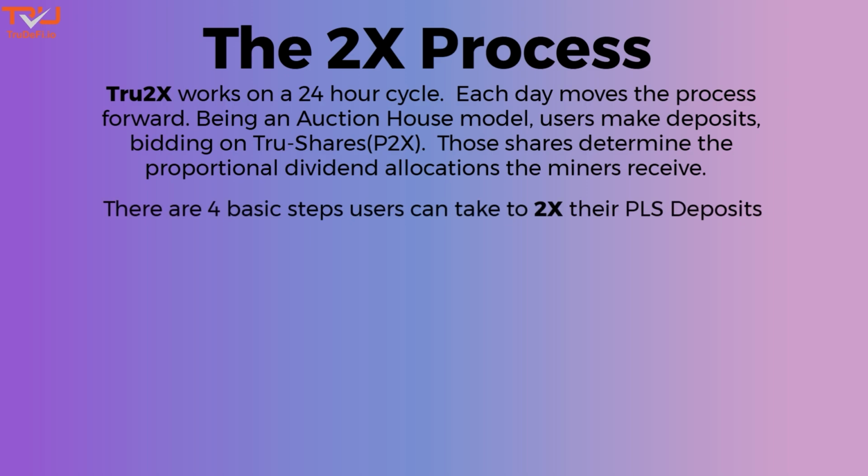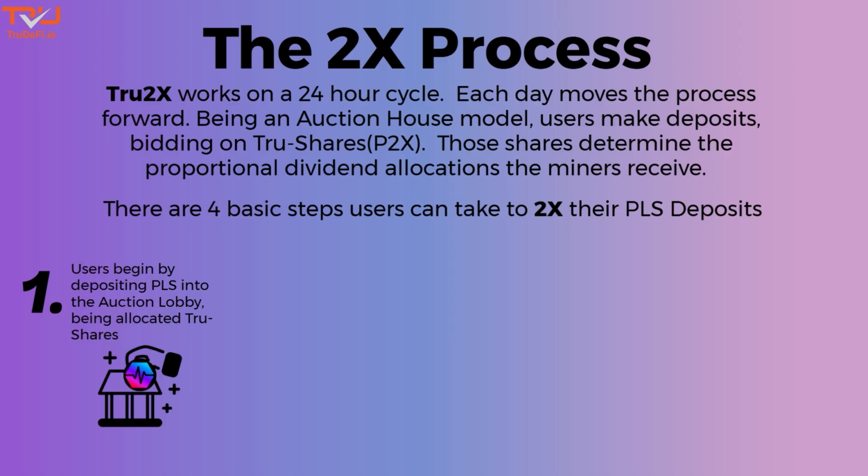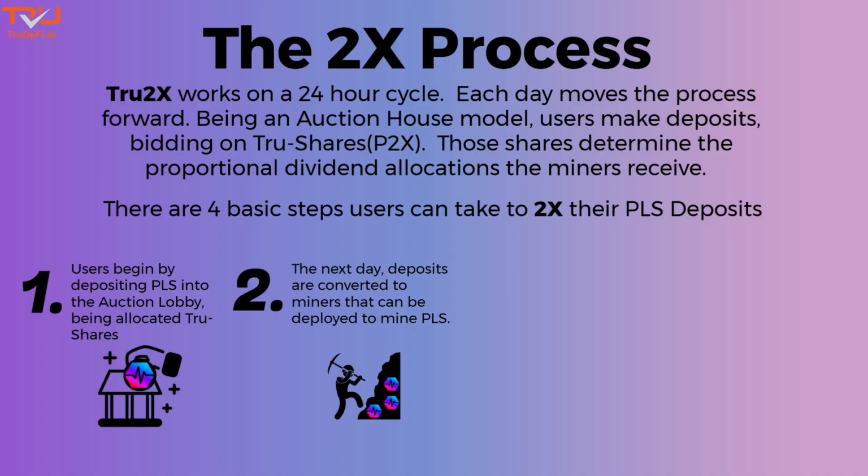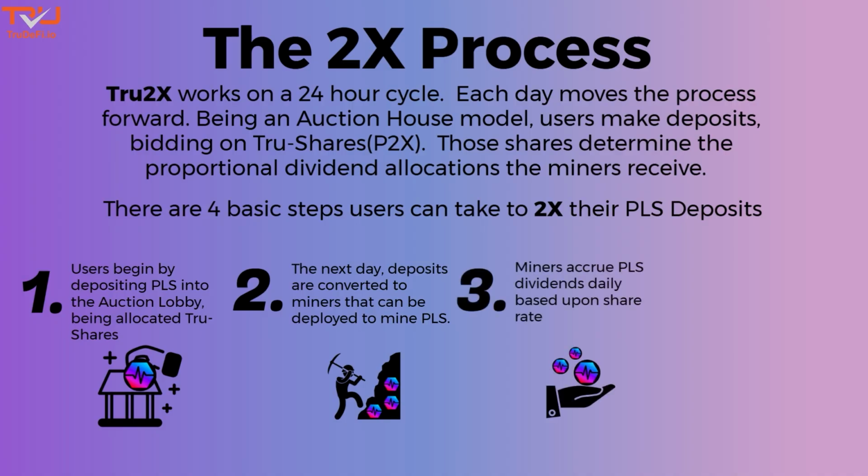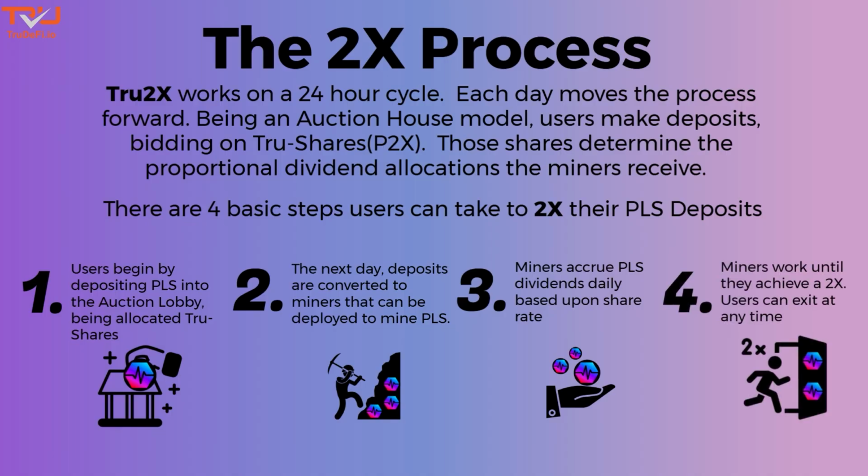There are 4 basic steps users can take to 2x their pulse deposits. Step 1. Users begin by depositing pulse into the auction lobby, being allocated Tru shares. Step 2. The next day, deposits are converted to miners that can be deployed to mine pulse. Step 3. Miners accrue pulse dividends daily based upon their share rate. Step 4. Miners work until they achieve a 2x. Users can exit any time they wish.